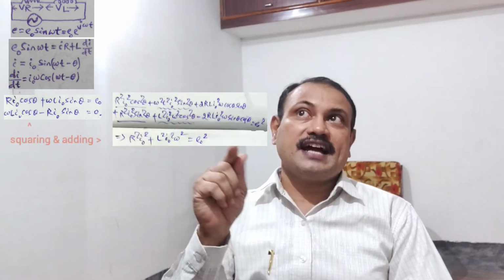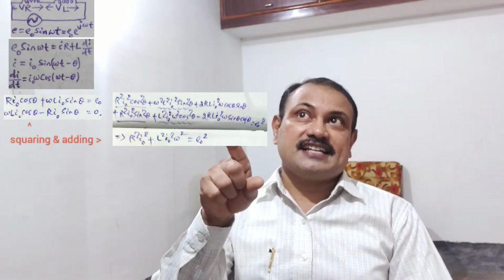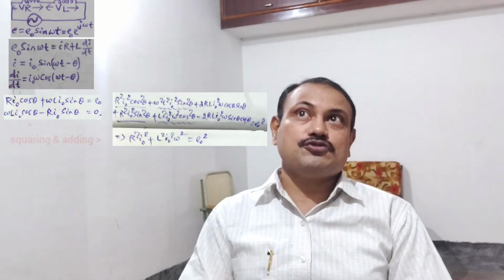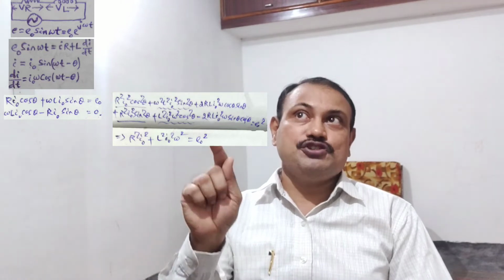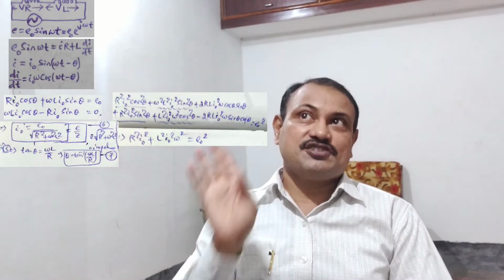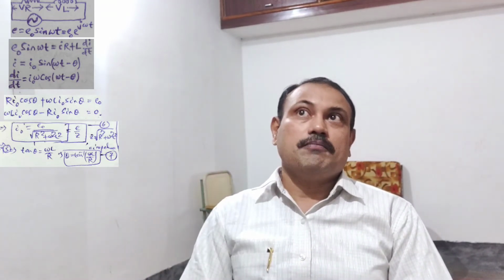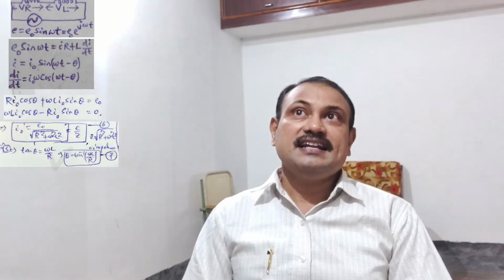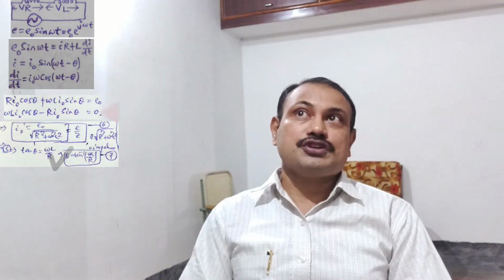Now we can square and add equations 4 and 5 to rearrange and write the expression as R squared I0 squared plus L squared omega squared I0 squared equal to E0 squared, and this will give us the current I0, which equals E0 by square root of R squared plus omega squared L squared, which we can write as mod E by mod Z, where mod Z is equal to square root of R squared plus omega squared L squared, and tan theta is equal to omega L by R, which you can get from equation 5.